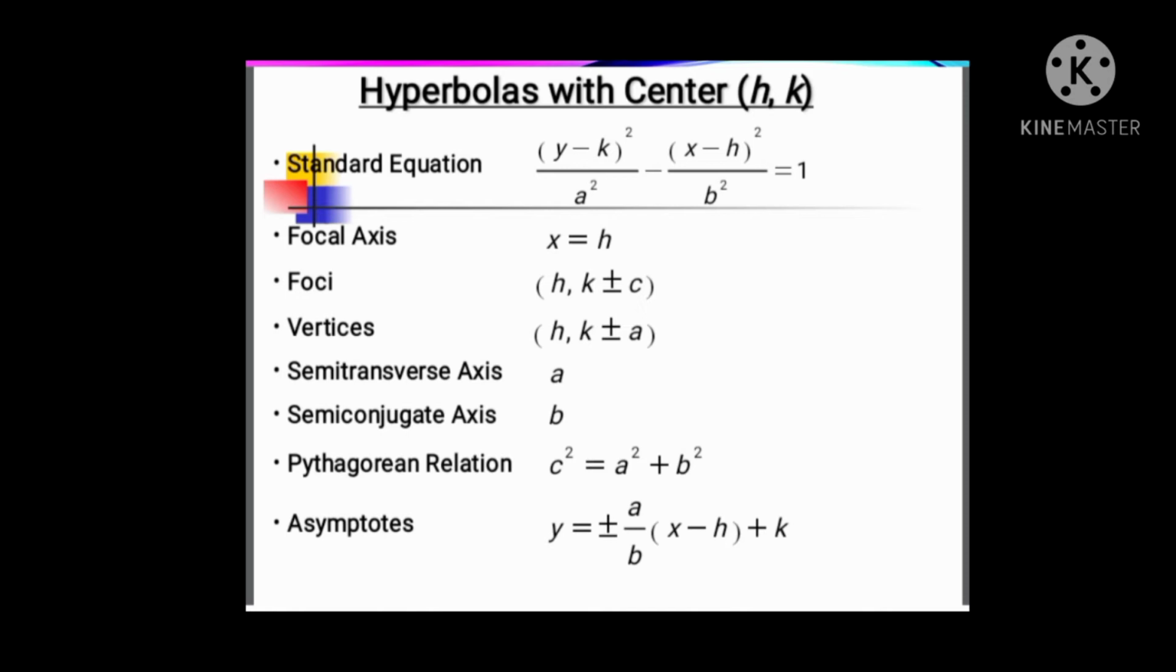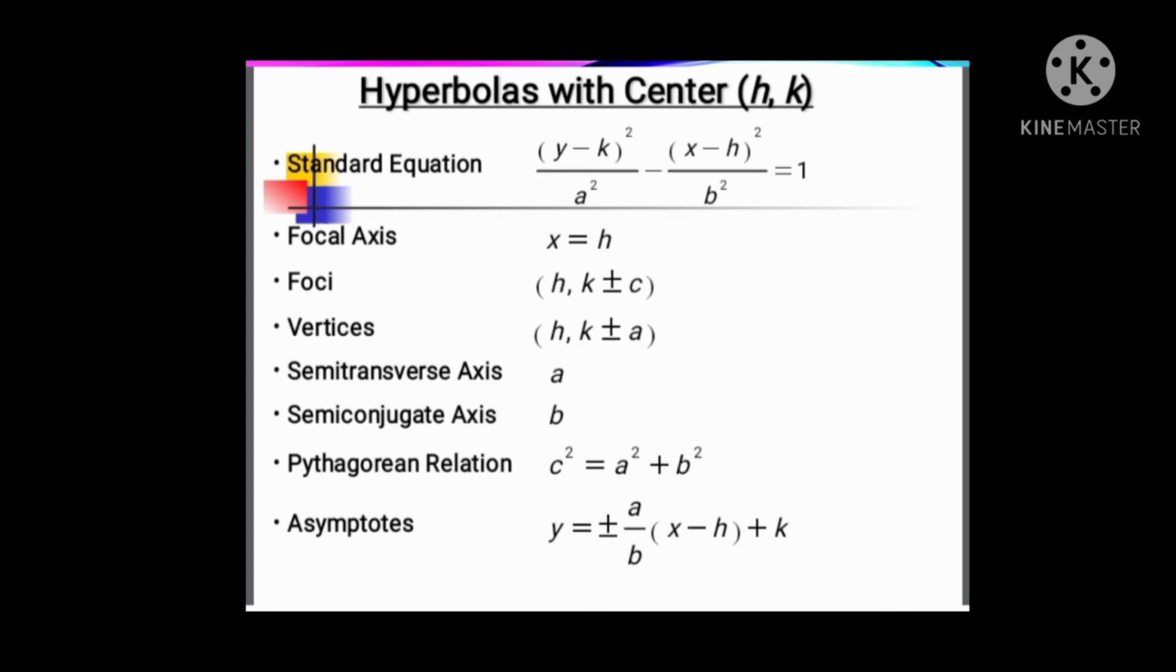The vertices are h, k positive negative a. The semi-transverse axis is a, and the transverse axis is 2a. The semi-conjugate axis is b, and the conjugate axis is 2b. By the Pythagorean relation, the distance between the foci is 2c, so c squared is equal to a squared plus b squared.